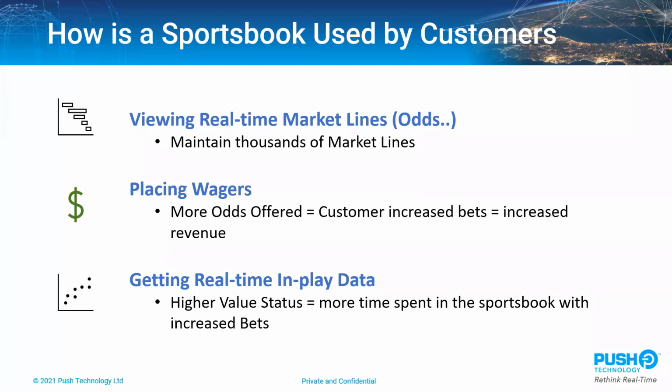And as the sportsbook improves its reliability in terms of the services that they offer, and the performance and speed, they can offer more market lines. They can offer more markets and events, where now as a customer, I could potentially select more and increase the number of wagers that I place. And obviously the downstream impact to that sportsbook is the increase in revenue, where we see sportsbooks could have thousands of different market lines where customers may place those wagers, and then getting real-time in-play data.